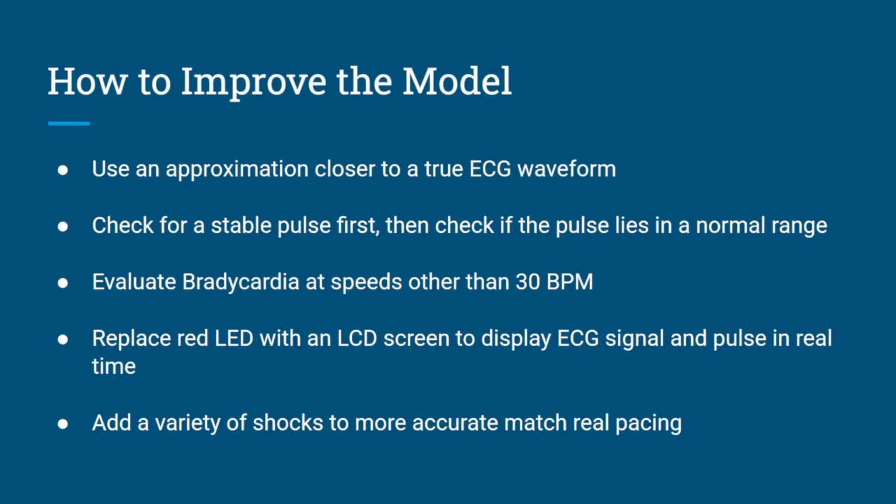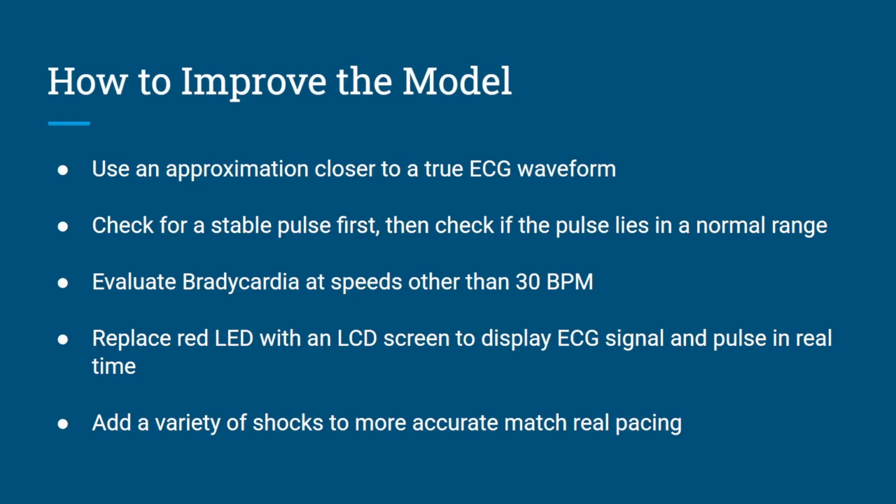The next thing I would do to improve the model would be to check for a stable pulse first, and then check if the pulse lies within normal human range. So I would take something, say, like 40 BPM to 120 BPM, and I would be like, okay, this is reasonable from anywhere from a resting heart rate to exercising heart rate. So if it's in this range and it's steady, we're most likely okay.